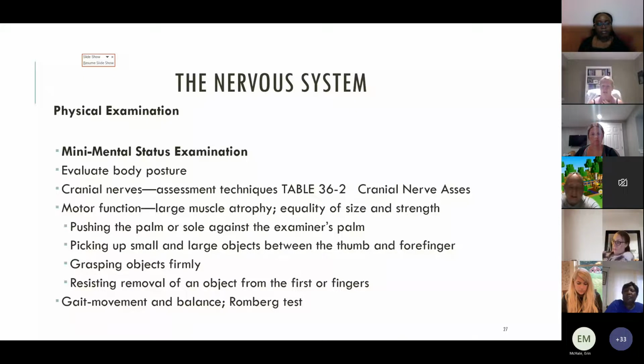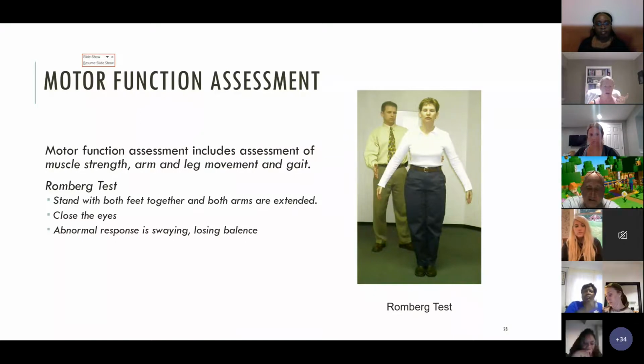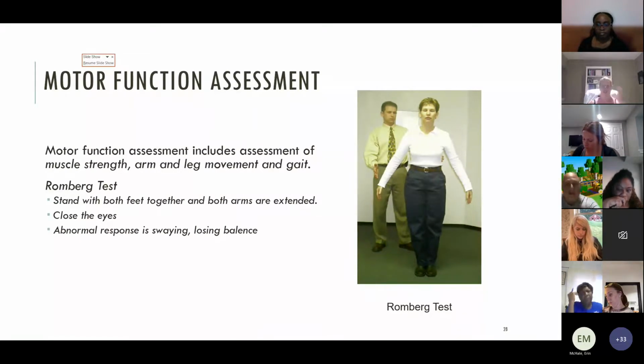One of the things we do when we're checking a patient for their balance and their gait is a Romberg test. You definitely need to know what a Romberg test is and what it's looking for and how to do it. This will be on your exam. So a Romberg test is a motor function assessment. It looks at the patient's muscle strength. It looks at their arm and their leg movements and their gait.